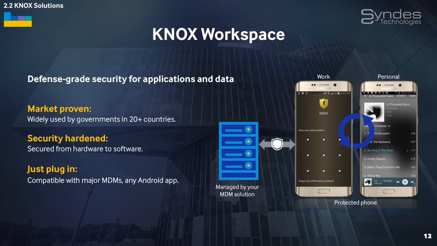Work data is completely isolated and separately encrypted from personal data with a different key. And remember, that key is stored in the chipset of the device, not in a file system that itself could be susceptible to attack. And you can't access work data with personal applications. This means that you can't save a work file, for example, but access it with your personal email account.